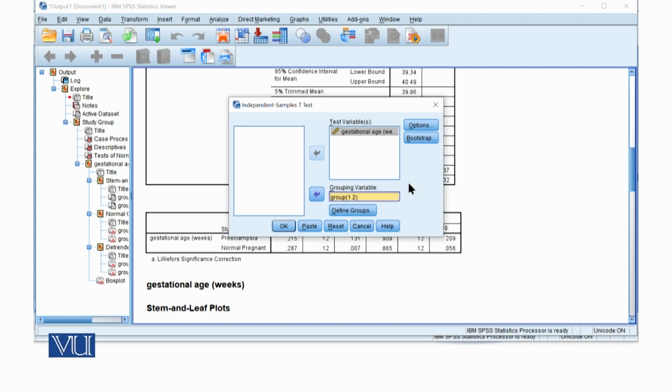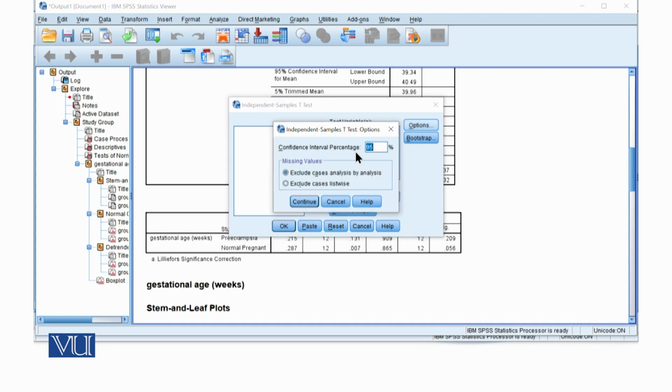We press continue. If you click on options, here is the confidence interval percentage. Since I said earlier that for this testing of hypothesis process, we are assuming that our level of significance is 5%, our confidence interval percentage will be 95%. But if our level of significance is some other value, let's say 1%, then our confidence interval percentage will be 99%. And over here, we'll update this value from 95 to 99.